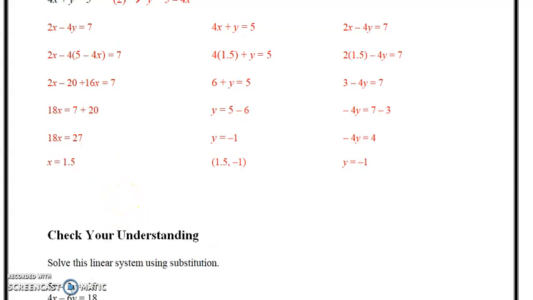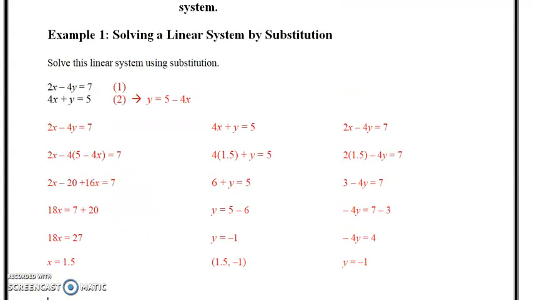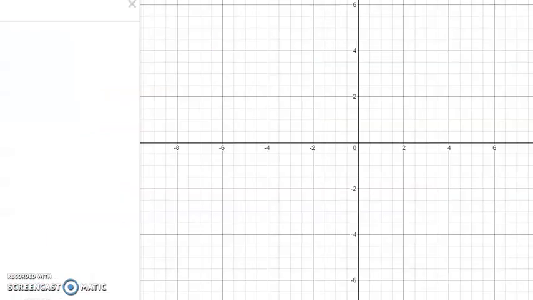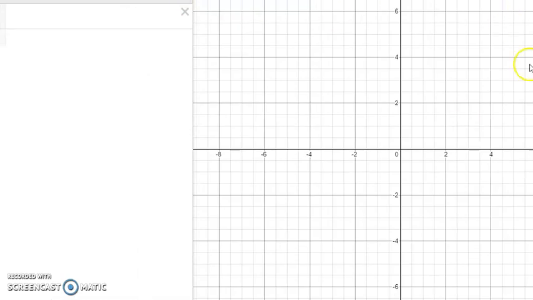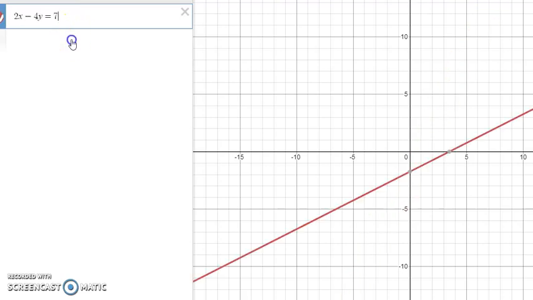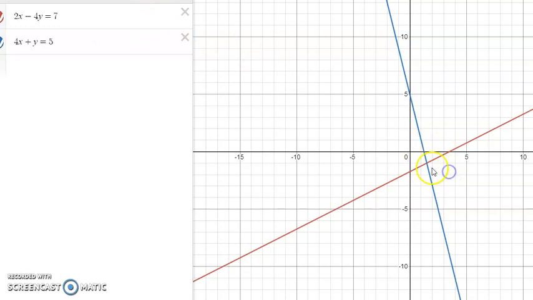Okay? Another way, which is kind of neat, I'll just show you quickly, is if we put these two equations in Desmos, you'll see the intersection point of the two. And this really, it's kind of like what we did yesterday. So I'm going to click on Desmos.com. Okay? I'm going to put in those two equations. So the first one was 2x minus 4y equals 7. There's that linear line. And the second one is 4x plus y equals 5. And you'll notice that there's an intersection point at x equal to 1.5 and y equal to negative 1.